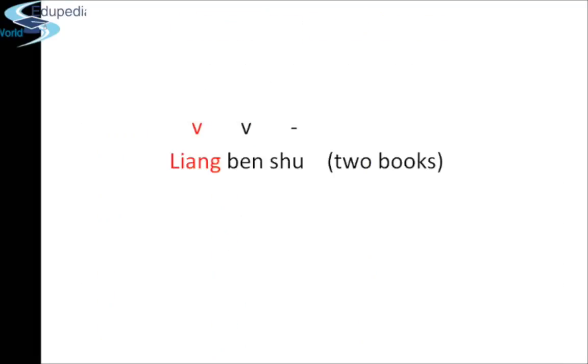If the number 2 comes before a classifier, we should use the word 两 rather than 二. So we may say that you have 两本书, you have 2 books. 两本书, 2 books. Rather than 二本书, 两本书.